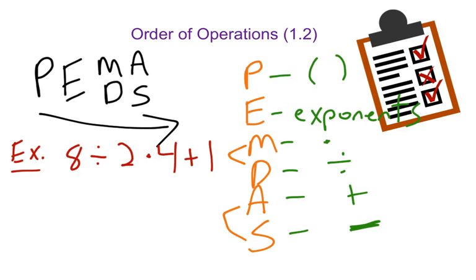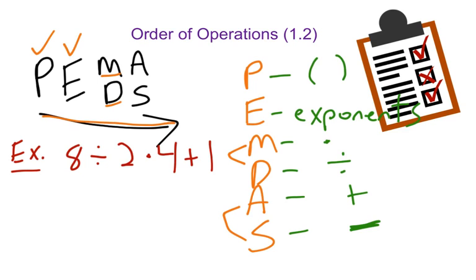All right, let's try an example problem. So 8 divided by 2 times 4 plus 1. Well, we don't just want to go left to right and solve it in that order. We need to follow our rules. So we're going to check these off. We're going to look at PEMDAS. And do we have any parentheses? No. Do we have any exponents? No. Do we have any multiply or divide? And the answer is yes, we actually have both of them.